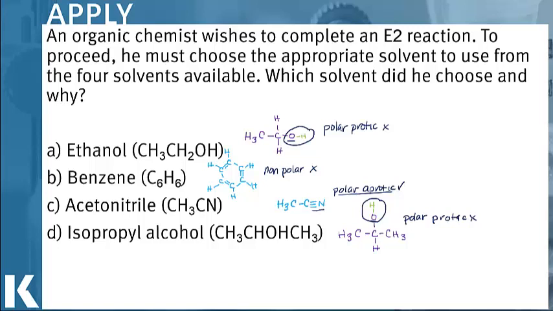Understanding different solvents that are available to us in organic chemistry can help us to understand if a reaction is going to occur and if it is going to proceed appropriately.